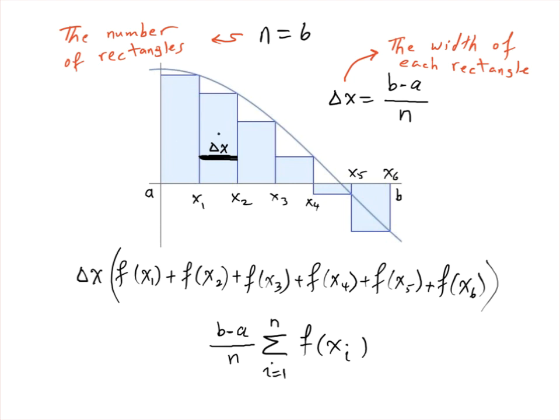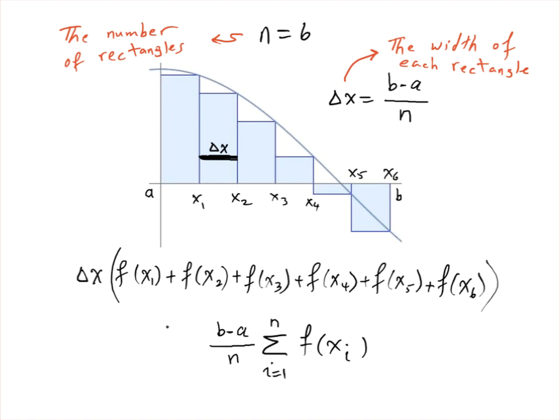And then the area of each rectangle we know is delta x, the width, times the height. The heights are f of x1, f of x2, f of x3 in this picture, because if you evaluate, for example, f at x2, you get this height, which is the height of that second rectangle. Similarly for all the other x's. And if we factor out delta x, then this expression gives us the area.